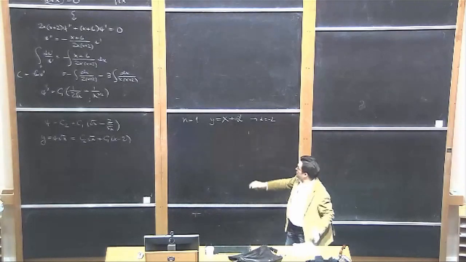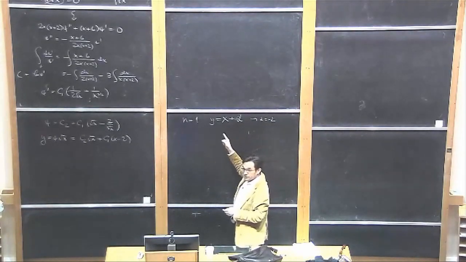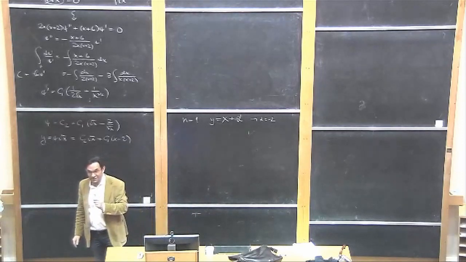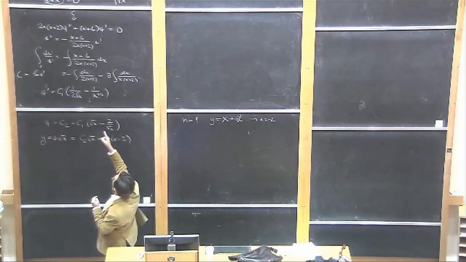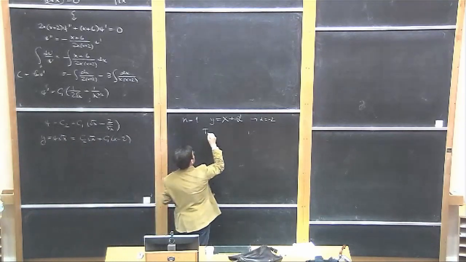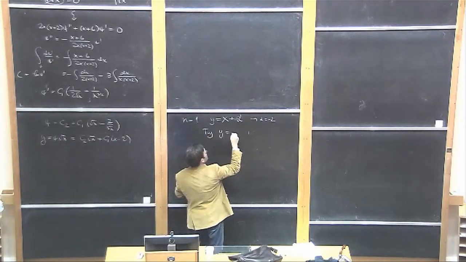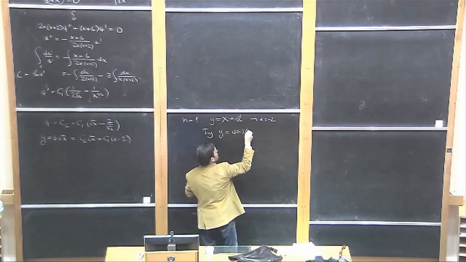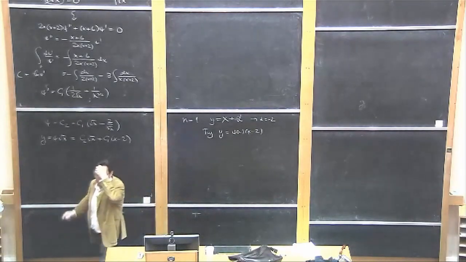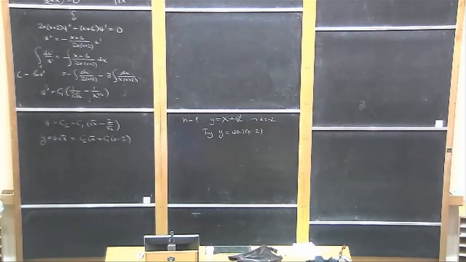So, an exercise: now take this solution x minus 2. Pretend that you don't know the other solution is square root of x. Look for it via variation of constants, right? So try y equals psi of x times (x minus 2), and solve the problem again and see if you can recover square root of x as the second solution. Okay?